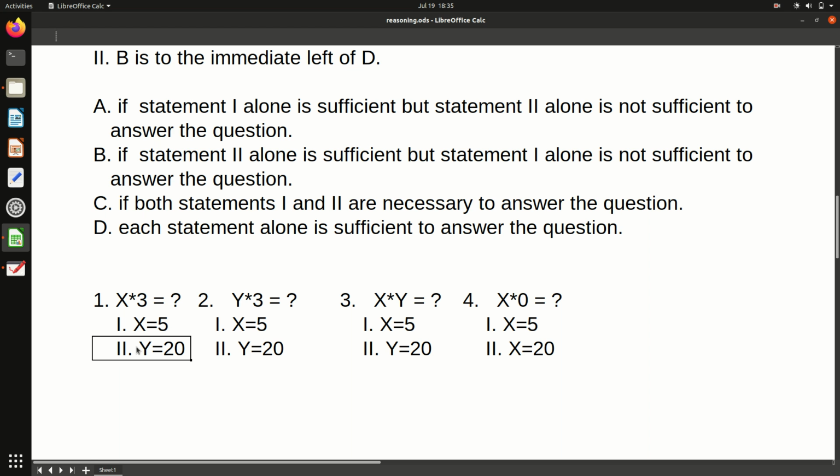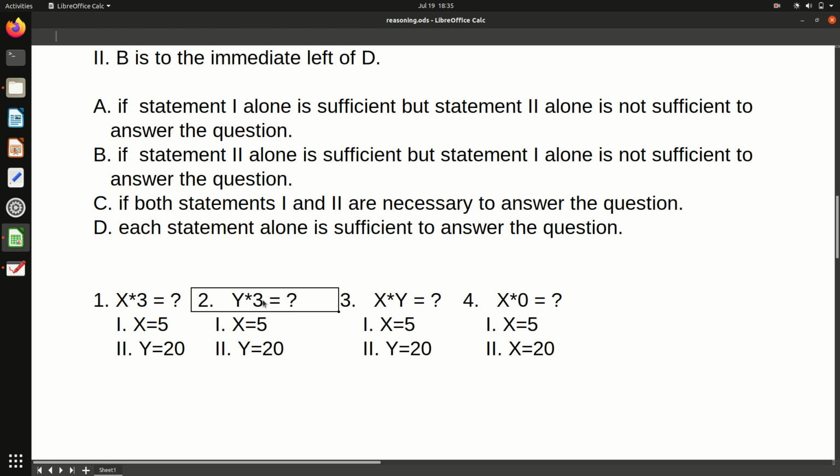So if I give you just 2, can you solve this? No, because 2 has the y value and you want x. So in this type of question, statement A will be the solution. Similarly, option B will be the solution in these types of questions, like y into 3 equals question mark.